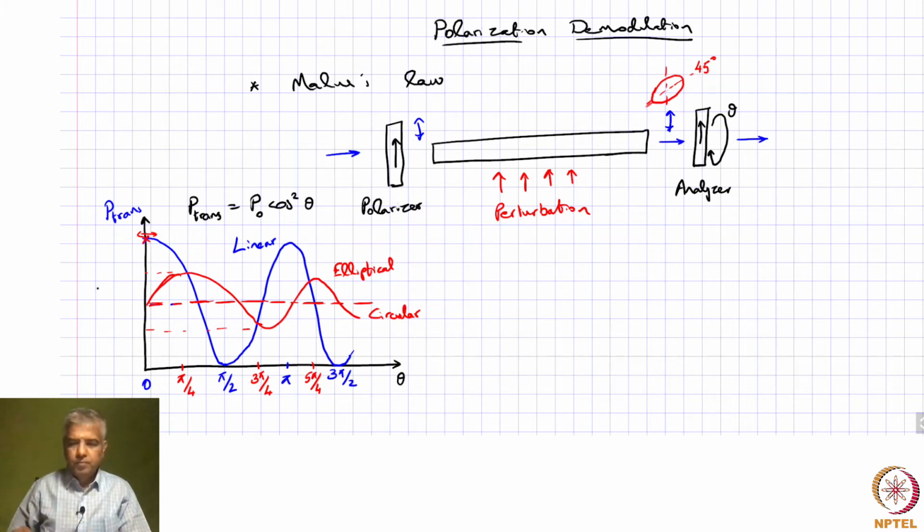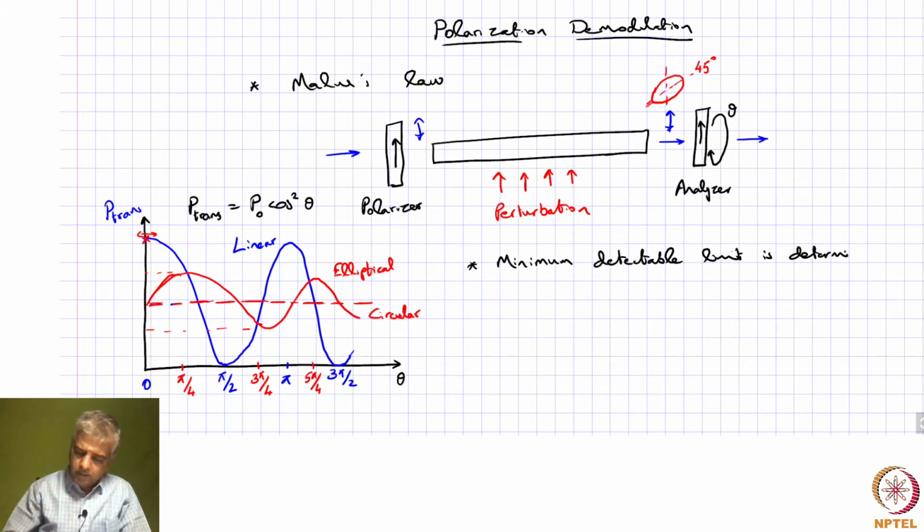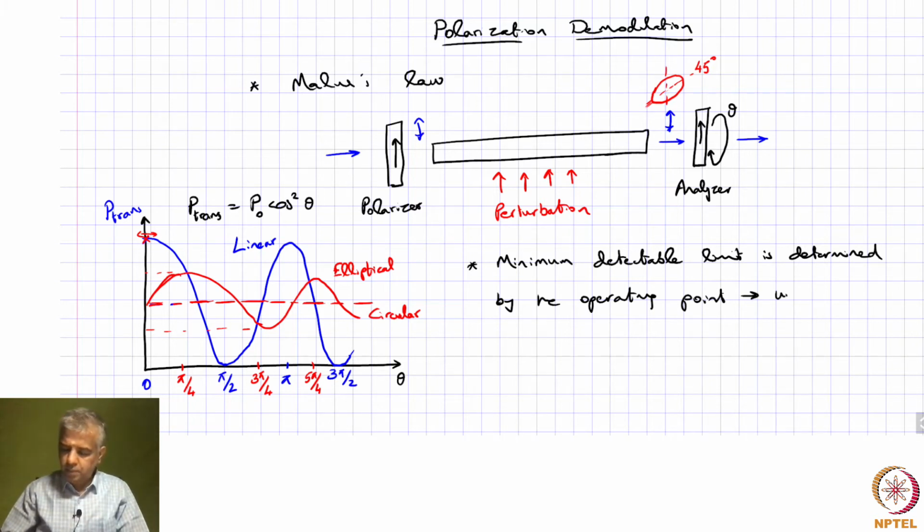Okay, so the minimum detectable limit is determined by the operating point, which corresponds to the unperturbed polarization. Now, of course, you can make a couple of arguments about this.